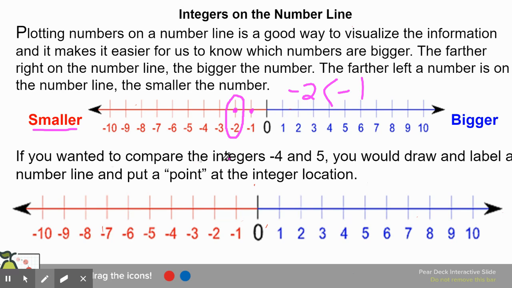Now I can do the same thing with -4 and 5. So I'll plot my point. All right, and let's compare. This one's a little easier. If you have a positive and a negative, the positive number is always going to be bigger than the negative. So I would say -4 is less than 5.